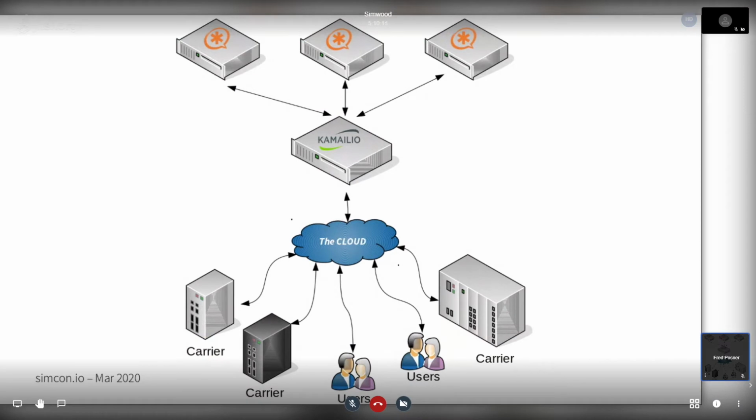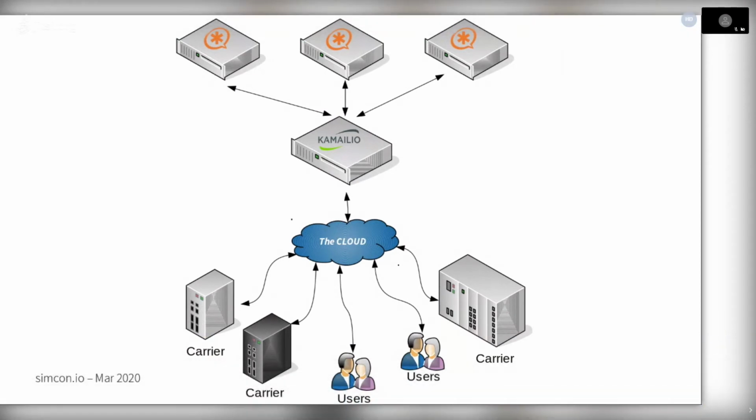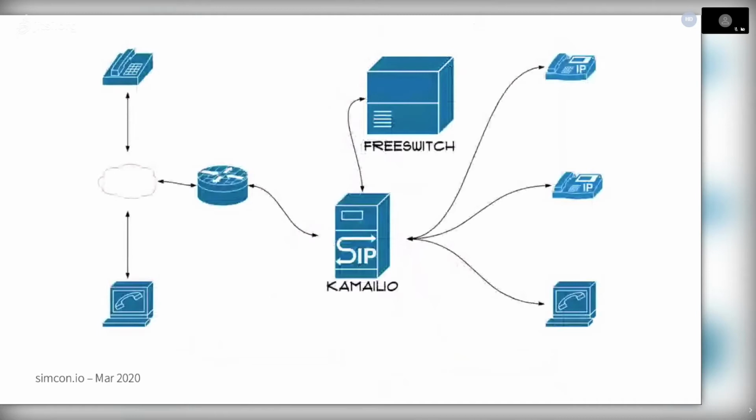It would stand in front of your PBXs. If you don't use Asterisk and you use FreeSwitch, it pretty much looks the same. Okay, so that's just a quick visualization. Here it is. It's generally behind your router and your firewall, and then your phone goes behind Kamailio.